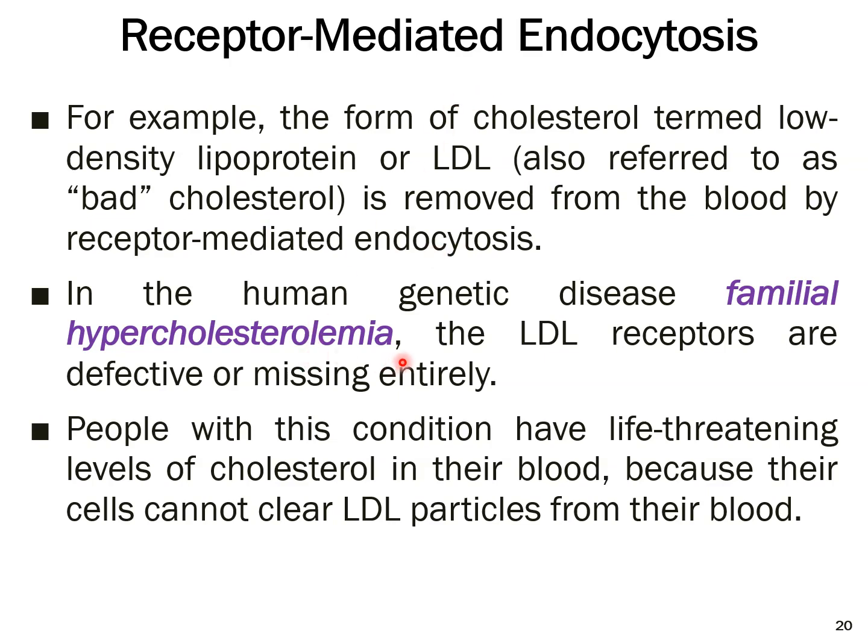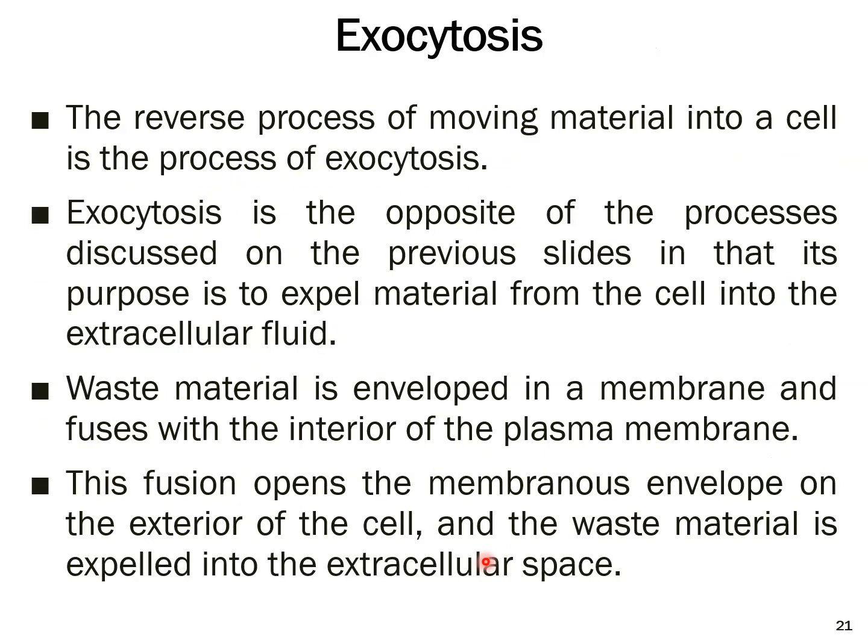But in the human genetic disease, familial hypercholesterolemia, the LDL receptors are defective or missing entirely. What happens in this disease is that these receptors, which bind LDL and transport it, go missing or become defective. So people with this condition have life-threatening levels of cholesterol in their blood. That increases your blood cholesterol levels, and you have the disease, because your cells cannot clear LDL particles from the blood.